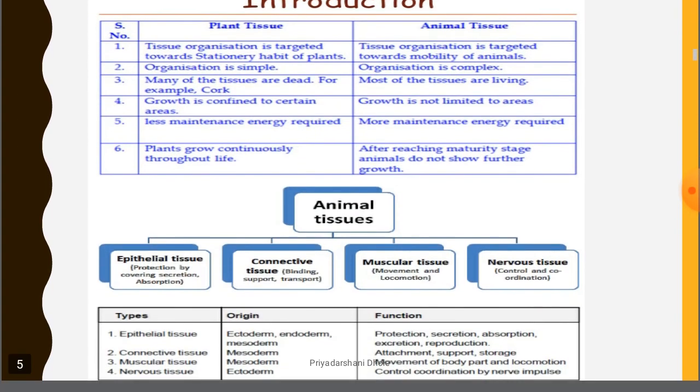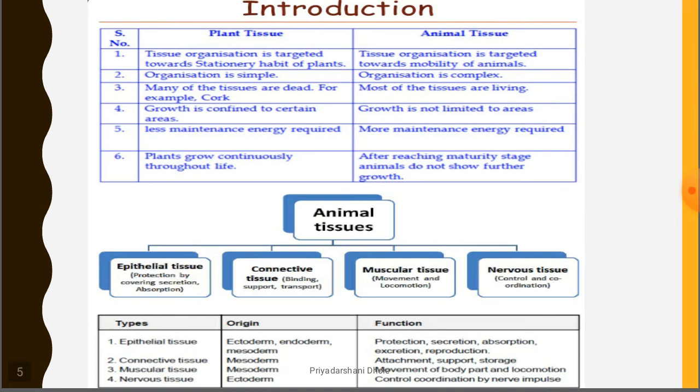Now, there are two types of tissues: plant tissues and animal tissues. There is a difference between plant tissues and animal tissues. In plants, tissue organization is targeted towards the stationary habit of the plant, because plants are not movable, they are stationary. The organization is simple, and many of the tissues are dead, for example, cork. Growth is confined to certain areas, less maintenance energy is required, and the plant grows continuously throughout its life.